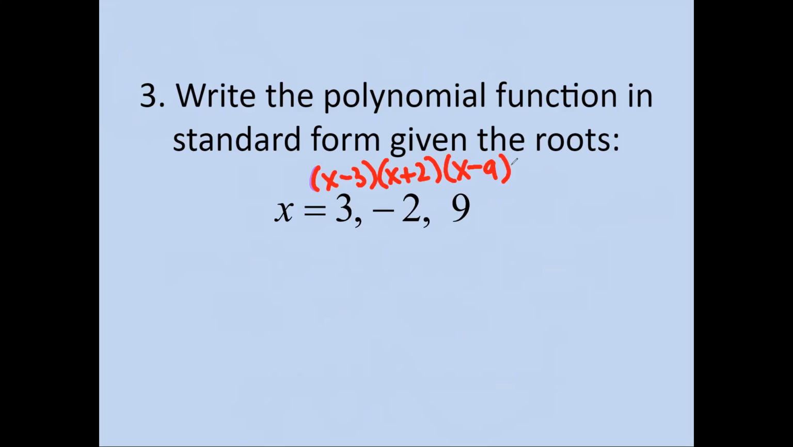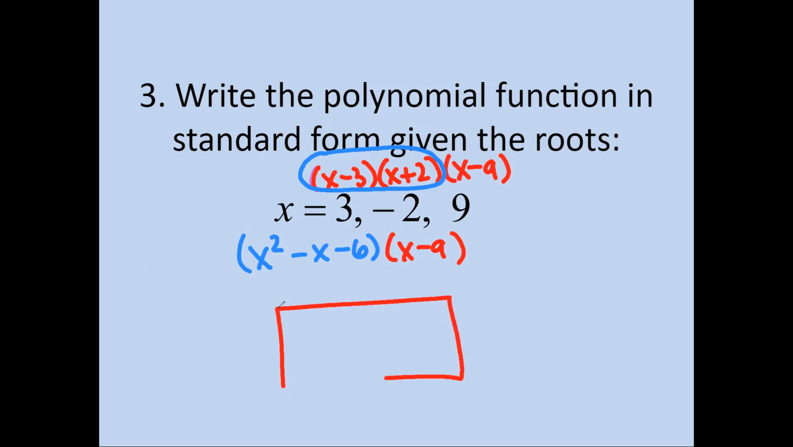So I'm going to multiply 2 of these together. So let's say that I'm multiplying these 2 together. So that's going to become an x squared minus x minus 6. That is going to be multiplying with my x minus 9. So let me get a 2 by 3 box. I'm going to have my x and my minus. Notice my minus is right in front of my 9. And I'm going to have my x squared minus x minus 6.